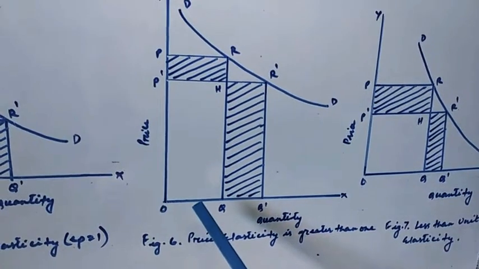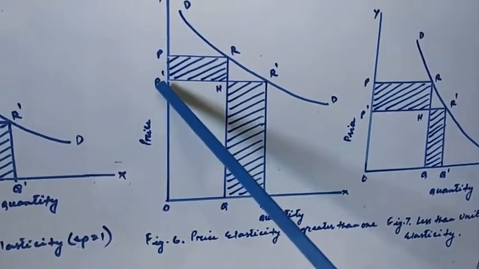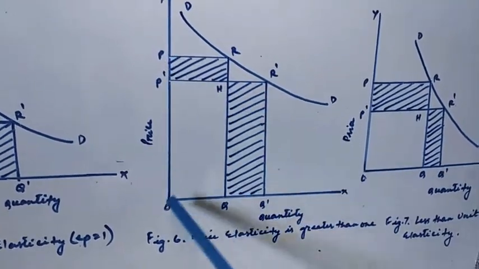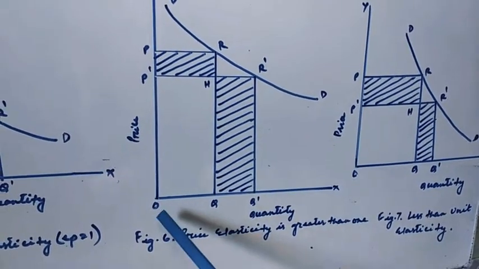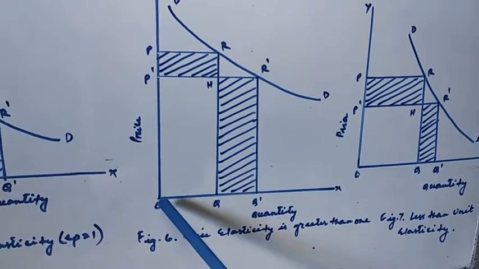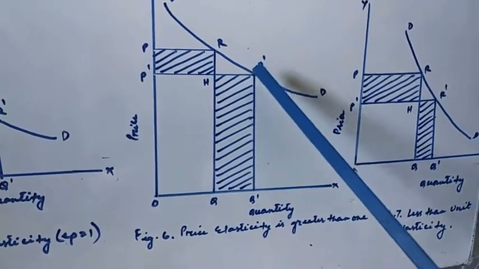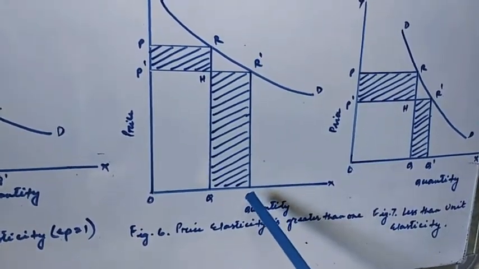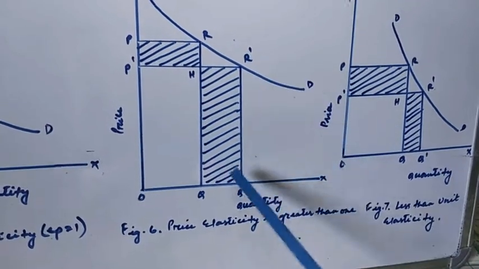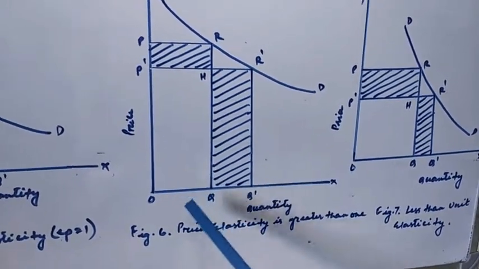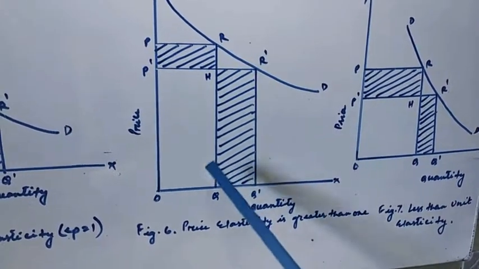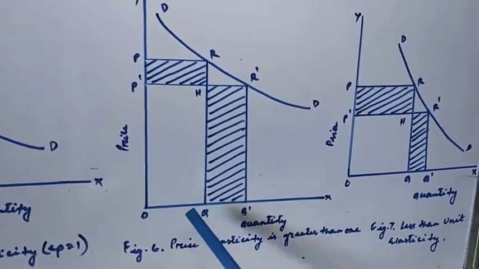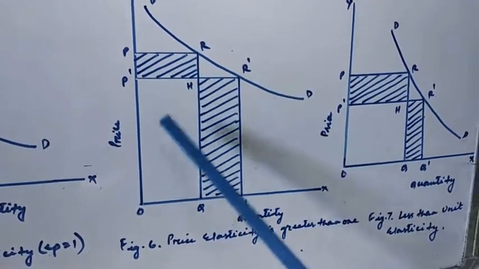The next thing is price has fallen to OP dash from OP. So quantity demanded is OQ dash, and total expenditure is equal to the box given by OP dash R dash Q dash. So this is the total expenditure when price has fallen. And before price has fallen, the total expenditure is OPRQ. So let us again compare the remaining part of both the total expenditures.